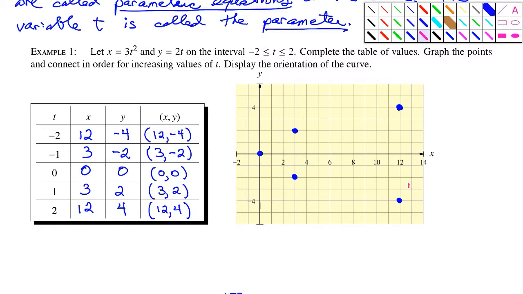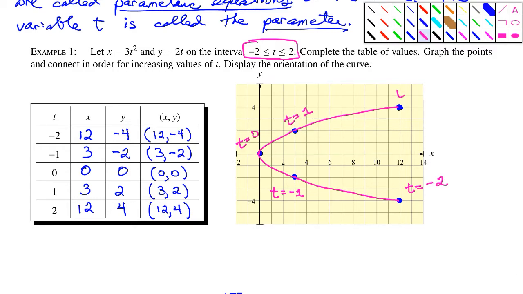Now this first point that we drew corresponded to t is equal to -2. And the graph went from t equals -2 up here to 3, -2. That's when t was equal to -1. Then it went from that point to the origin, and then around to these other points going that way. There are no arrows because we're on a finite interval for the t here. Let's go ahead and mark the other t values. T equals 0, t equals 1, and t equals 2.